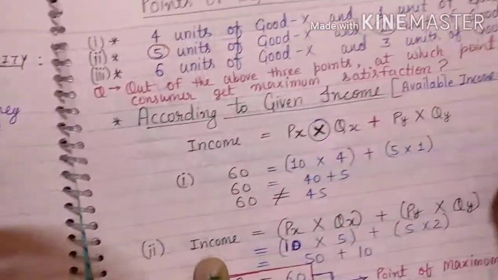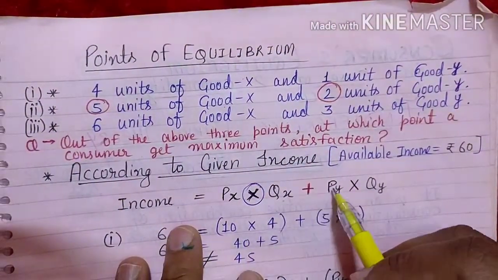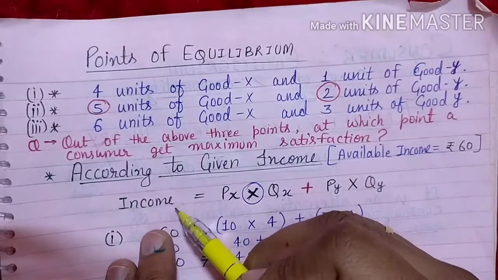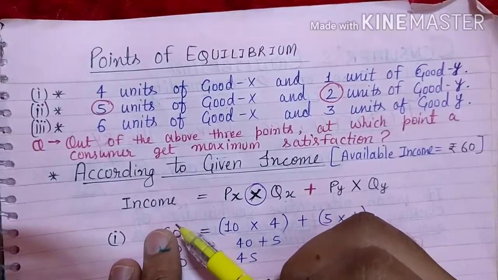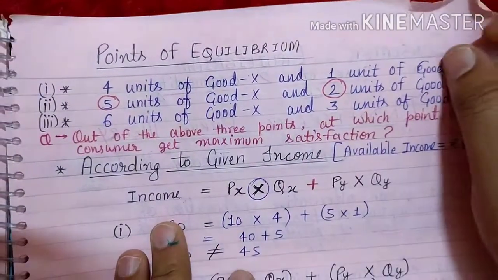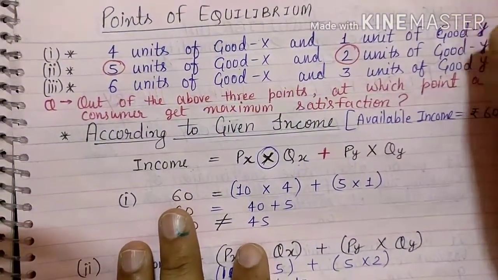So after applying this formula, PX into QX plus PY into QY should come equal to only that, rupees 60 only. Where it comes equal, that is the point where we are getting the maximum satisfaction, or we can say the consumer equilibrium. So let's see.